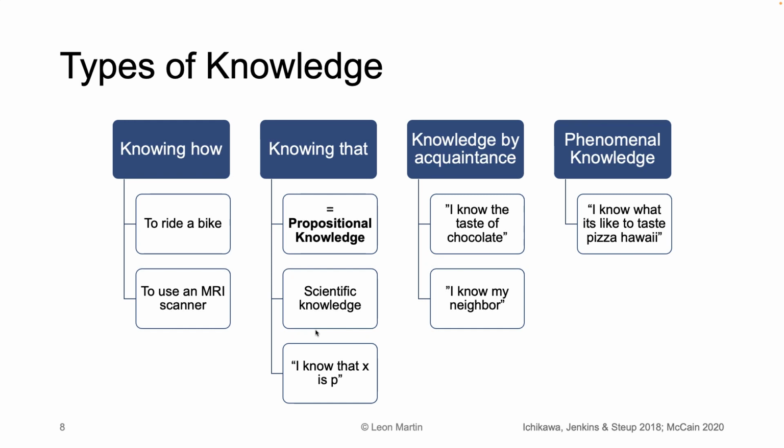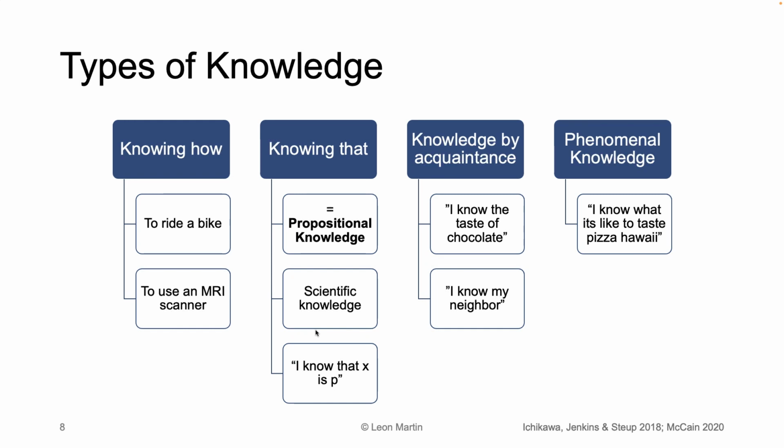And we have knowledge by acquaintance. So I know the taste of chocolate, I've experienced it. I know my neighbor because I met him. And we have a different quality of that, the phenomenal or phenomenological knowledge. So I know what it's like to taste chocolate or pizza Hawaii. So I have the phenomenological quality also stored in my memory. So I know what it's like. It's a different thing, but it's intertwined, because you first have to have the acquaintance and then your emotional reaction to that. So it's a different quality, therefore a different kind of knowledge.